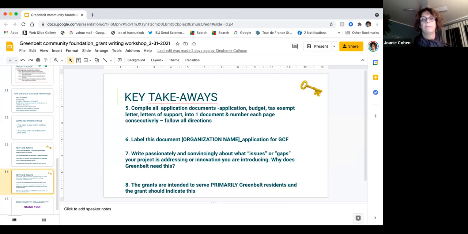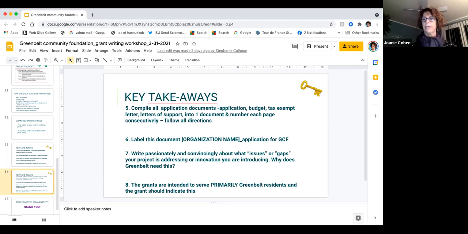Label the document from your organization so that we know who it's from. That's happened before. And write passionately and convincingly about the issues and gaps your project is addressing or the innovation you are introducing. Why does Greenbelt need this? Why is it important to the people who will be served and impacted? And why should Greenbelt want to embrace this program? What's so unique about it? Be succinct, but write passionately and tell your story.